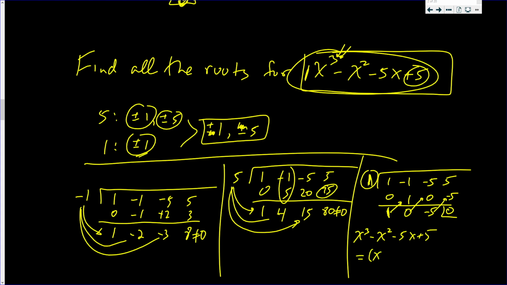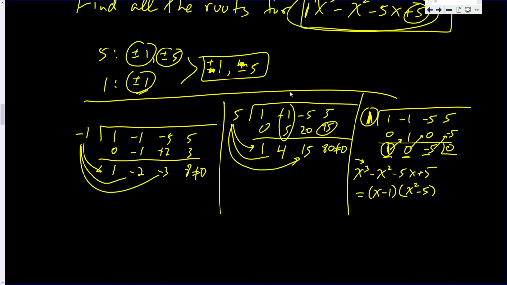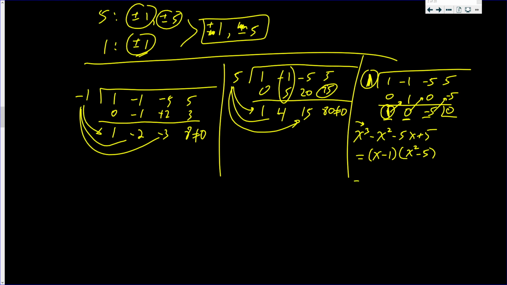Since this is a 0, x minus 1 must be a factor. Now, what's the other factor? If the problem started with x cubed, that first number is the coefficient of x squared. x squared plus 0x, which I won't write, minus 5.